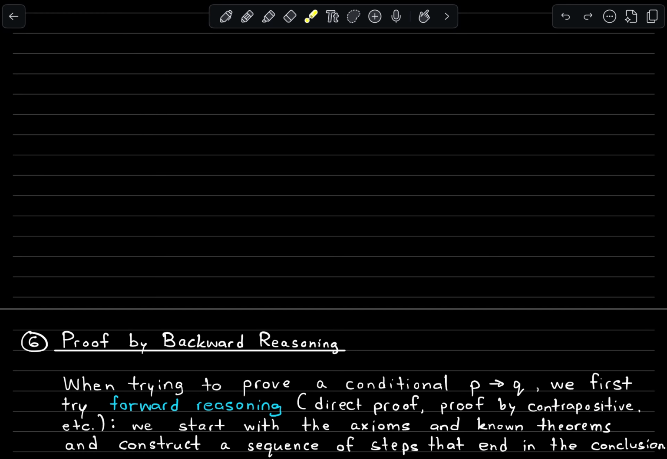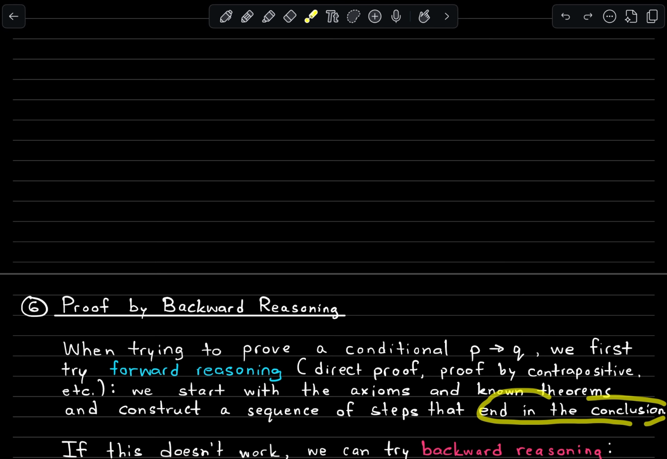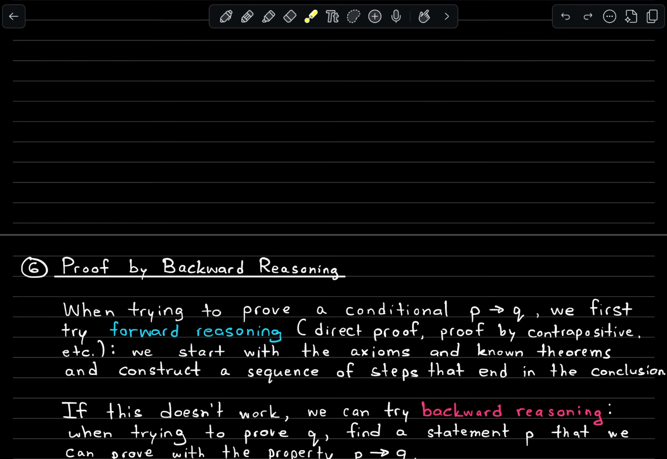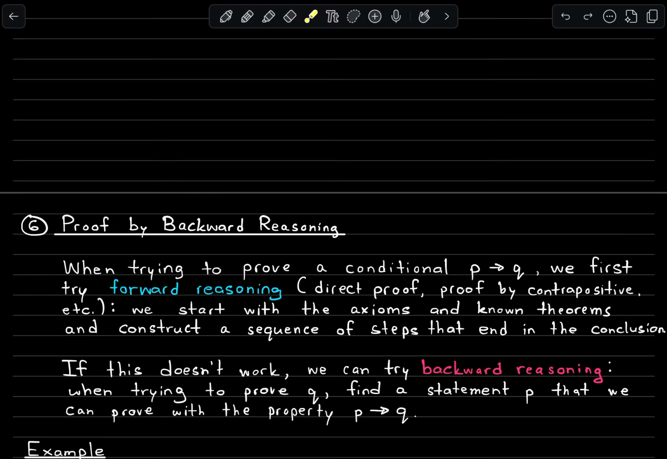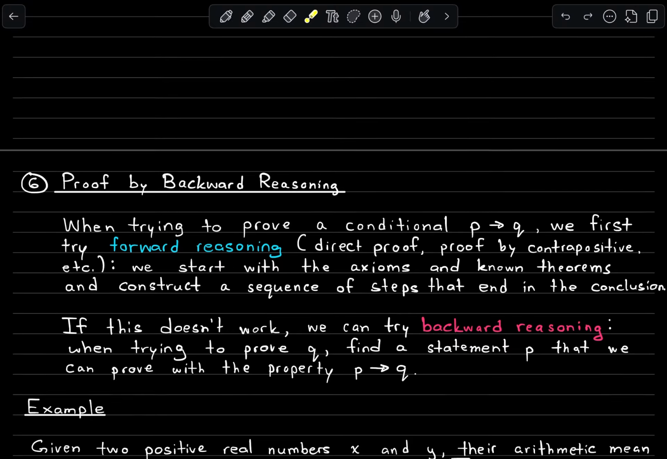Until now, we've been doing what's called forward reasoning: direct proof, proof by contrapositive, and so on. We start with the axioms and known theorems, and we construct a sequence of steps that ends in that conclusion. But if this doesn't work, we can do what's called backward reasoning. When we're trying to prove Q, we can look for some statement P that we can prove with the property if P, then Q. So let's see what this looks like.